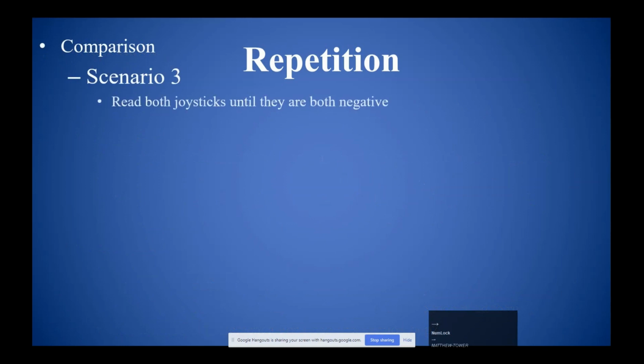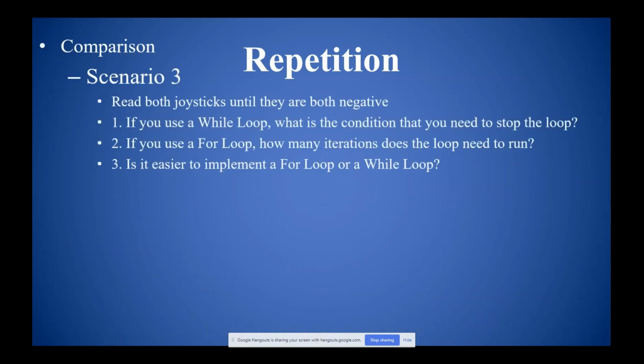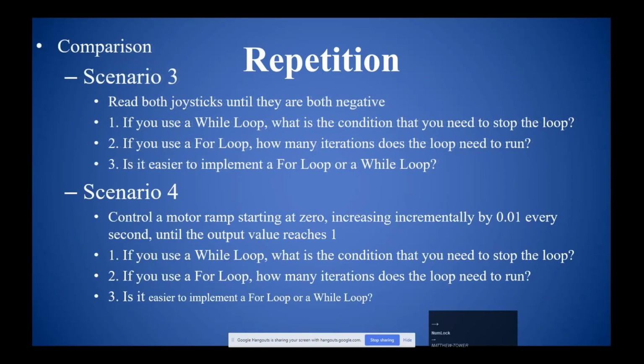In scenario 3, if you're trying to read both joysticks until both are negative, do you use the while loop or the for loop? Again, the while loop works better because you don't know how long that will be. And I'm just going to go ahead and skip scenario 4.